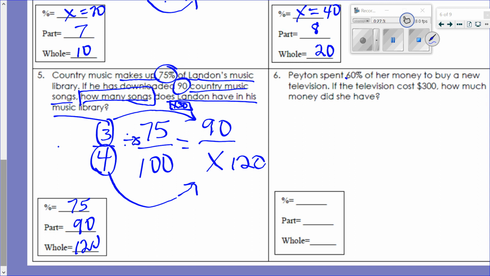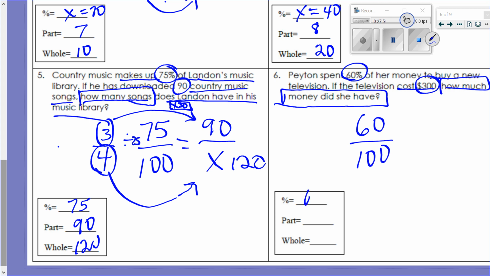Peyton spent 60% of her money to buy a new television. If the television costs $300, here's my question. How much money did she have? Okay, so we know my percent. Now, is 300 my part or my whole? Why is it the part, do you think, Ari?